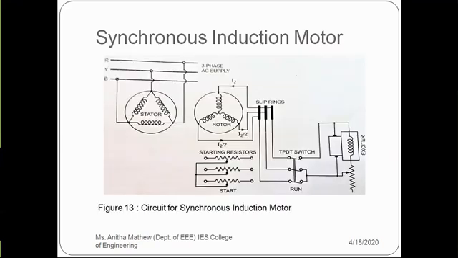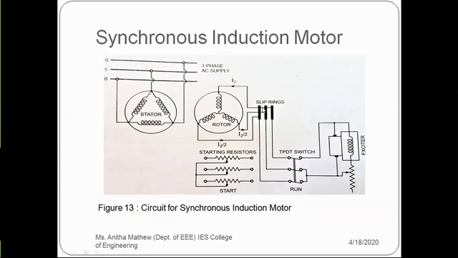This is the circuit for synchronous induction motor. You can see here, this is the stator part. We have already said that the stator is connected to the three-phase supply. This delta connected stator part is connected to the three-phase supply. This is the rotor part.